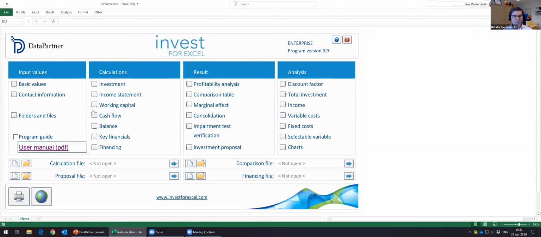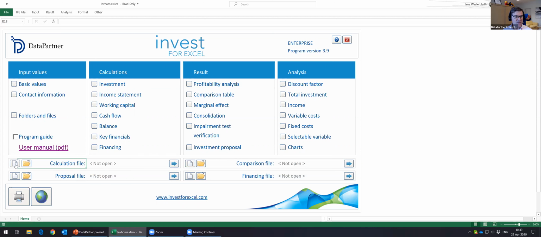Okay, so I am ready to begin. When I start a new calculation, I have different ways to do it. You see here is the calculation file, that's the calculation. There's a comparison file, that's the comparison table. There's the financing file, that's the financing module. There's a proposal file, it's the investment proposal.